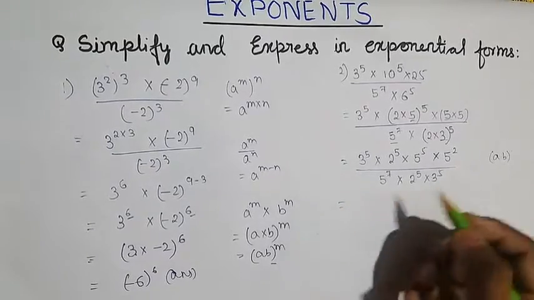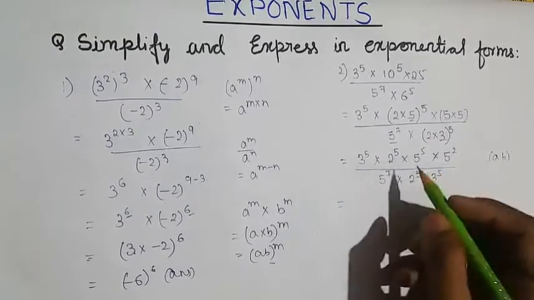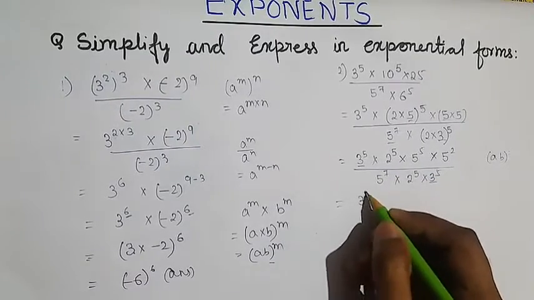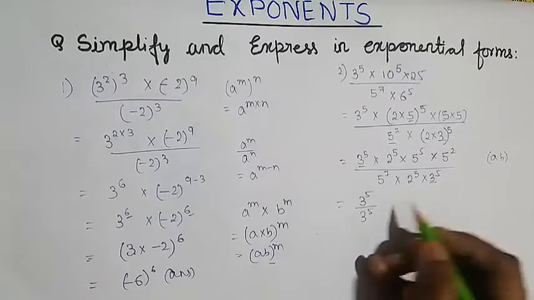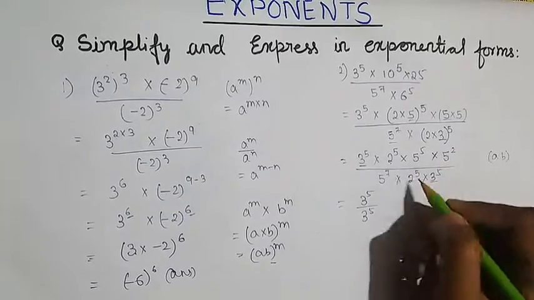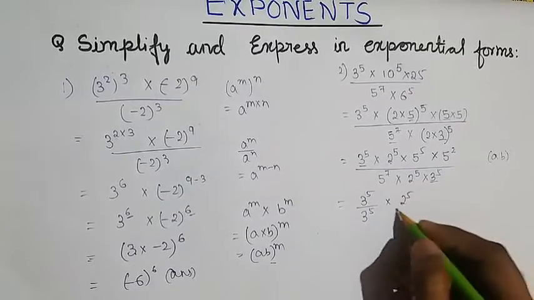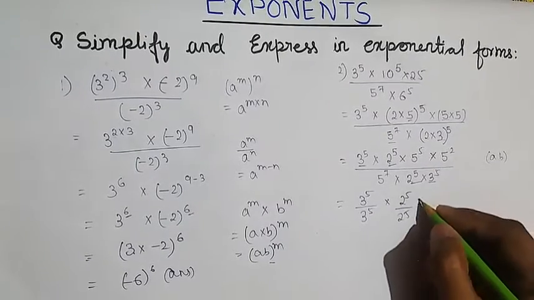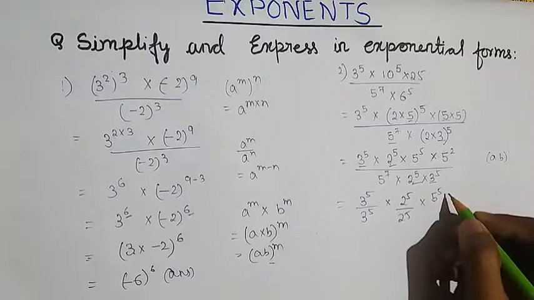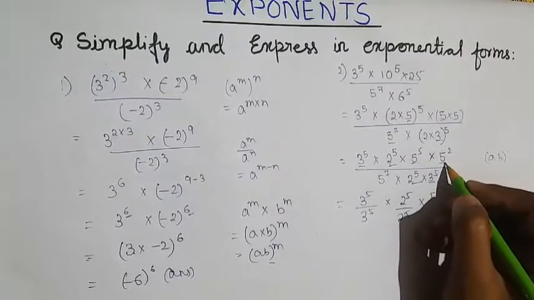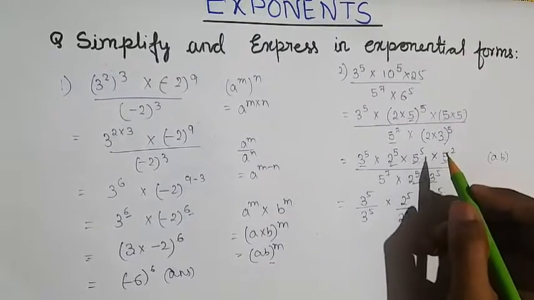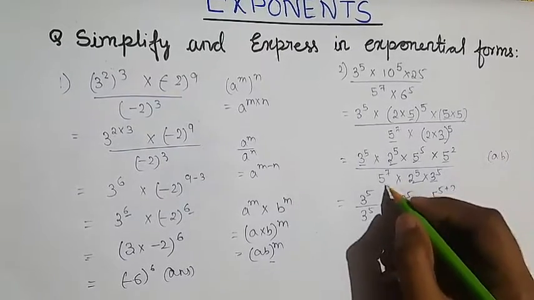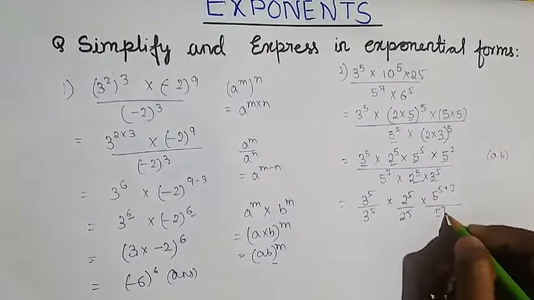Alright, now we will write the same bases together, so let's find them. 3 raised to the power 5 and 3 raised to the power 5. So this can be written as 3 raised to the power 5 upon 3 raised to the power 5, and 2 raised to the power 5 upon 2 raised to the power 5. Okay, now we have 5 raised to the power 5. Since there are two different numbers with the same bases and the exponents are different, we will simply add the two powers. Okay, and we will write this 5 raised to the power 7 here.